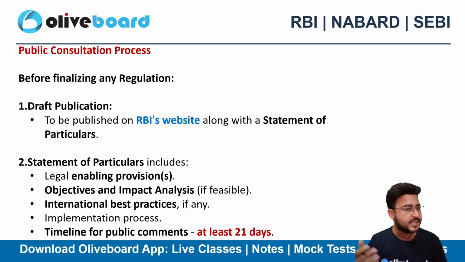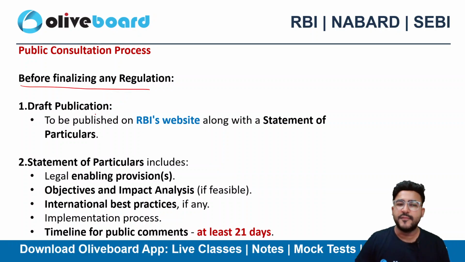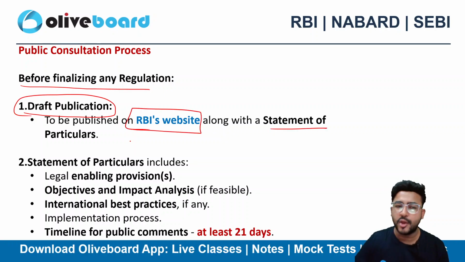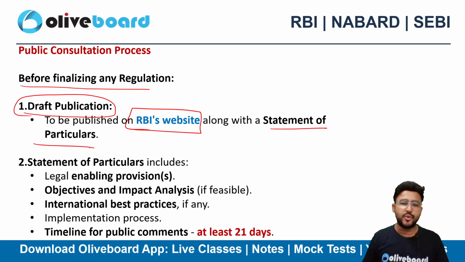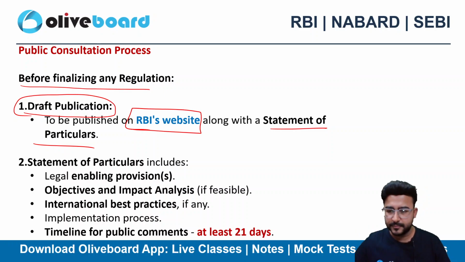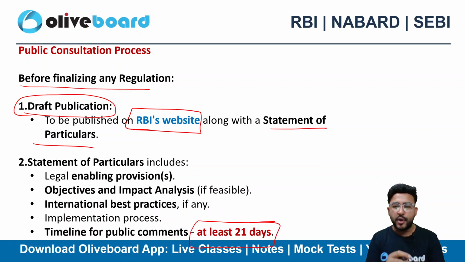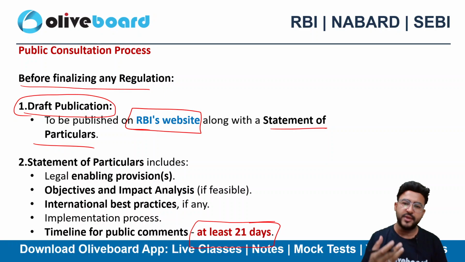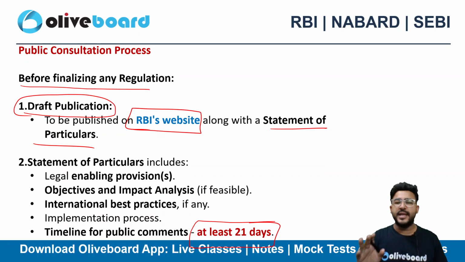Okay, public consultation process. There is a public consultation process also involved in this. Before finalizing any kind of regulation, first you need to publish the draft regulation on the RBI website along with the statement of particulars, right? Timeline for public comments: you will be getting at least 21 days to respond to that draft circular, and if you do have any query or suggestion, you can definitely submit it. There will be at least a 21-day period provided to you from now onwards, right?